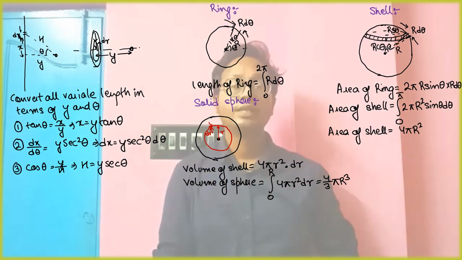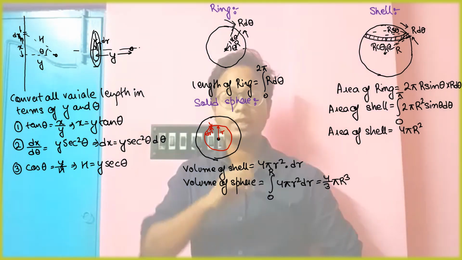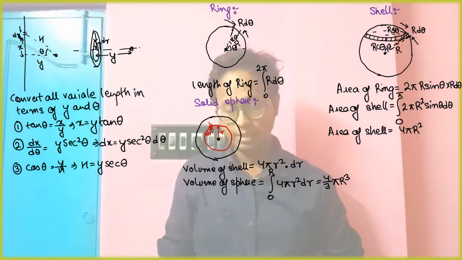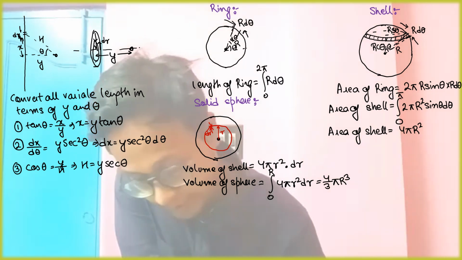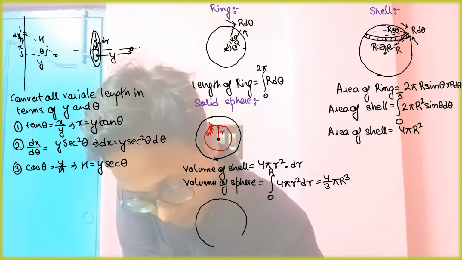There is one more way you can integrate a sphere. The second method of integrating a sphere is nothing but, this is a sphere. Out here, our element would be the elemental disk.